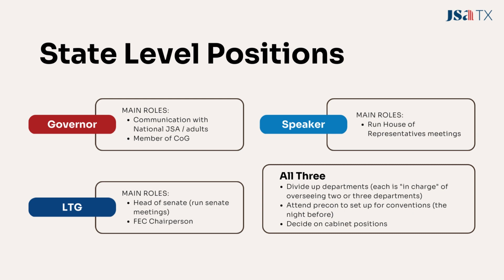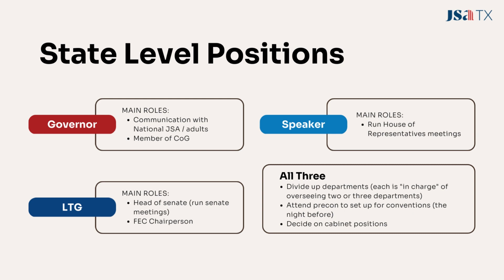Separate from things that all 3 members do, the governor communicates with National JSA and the adults of JSA. So they're kind of the representative of Texas JSA as a whole on a national level. So Caitlin is also a member of the Council of Governors, which means that this year she has to communicate with the other governors of all of the other states of JSA to kind of make sure that all of the states are unified.